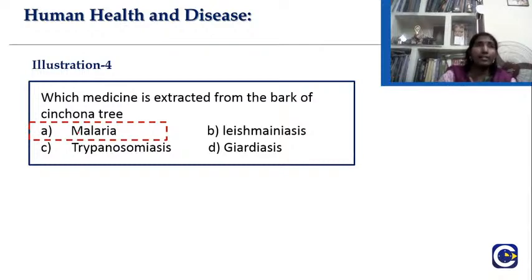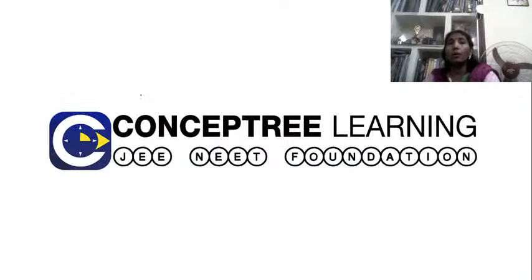I already said that chloroquine, the quinines, are derived from the bark of this cinchona tree, more commonly found in India, Sri Lanka and so on. So that is a particular drug, those quinines are derived and used to treat malaria. Excellent. So with this, we are winding up session 4 of today's class.